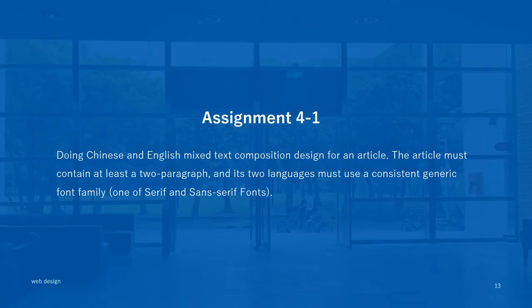Really happy to see this. Your assignment is to do Chinese and English mixed text composition designs for an article. Maybe you just copy an article paragraph that has Chinese and English at the same time, and make sure it has at least two paragraphs. Each of the two languages must use a consistent generic font family. You can choose all the font families from serif, or all from sans serif.